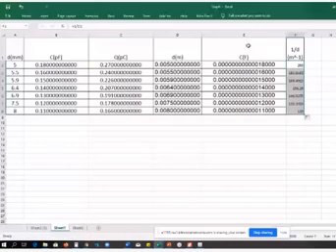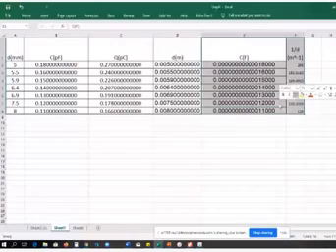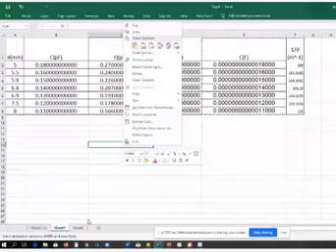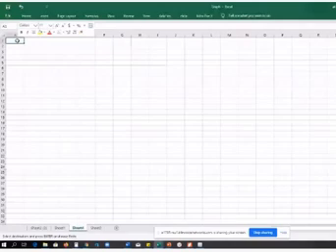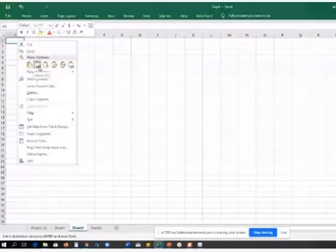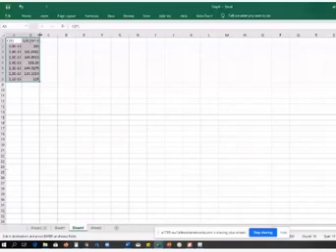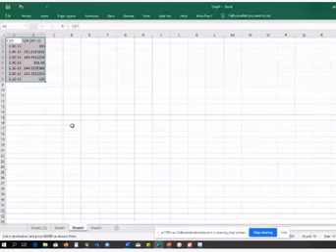So I simply copy it. Then I open a new fresh sheet and paste it here, pasting values. Is that okay? So with this, I have this. However, your data has to be arranged in XY formats for you to be able to plot.